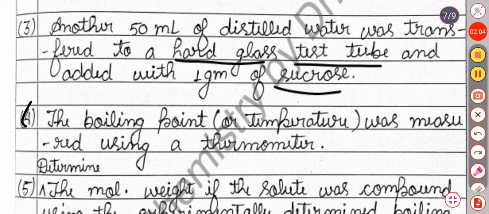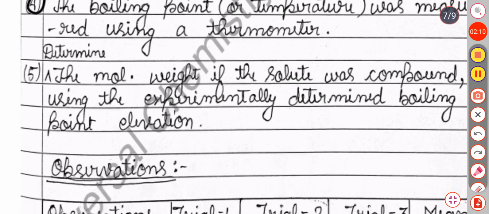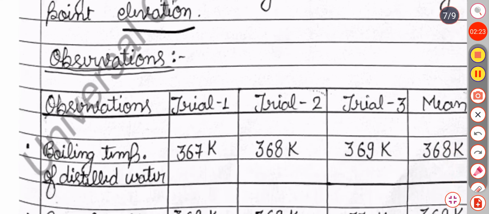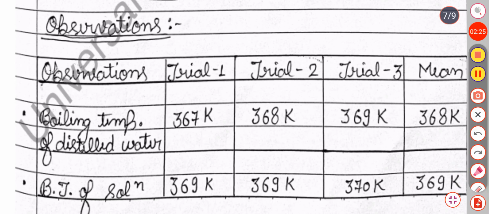In the fourth procedure, the boiling point or temperature was measured using a thermometer. In the fifth, determine the molecular weight of the solute compound using the experimentally determined boiling point elevation. What observations we find in this experiment we can see here.